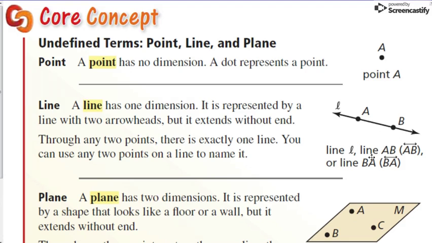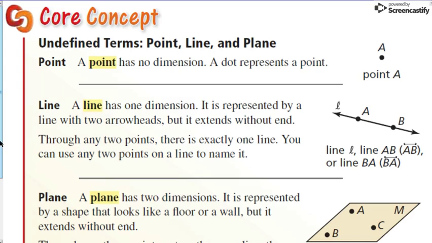of this picture. So through any 2 points, there is exactly one line. So 2 points are required to make up a line. You can use any 2 points on a line to name it. So here we can name it line L. We can also name it with the 2 points. So line AB or line BA.